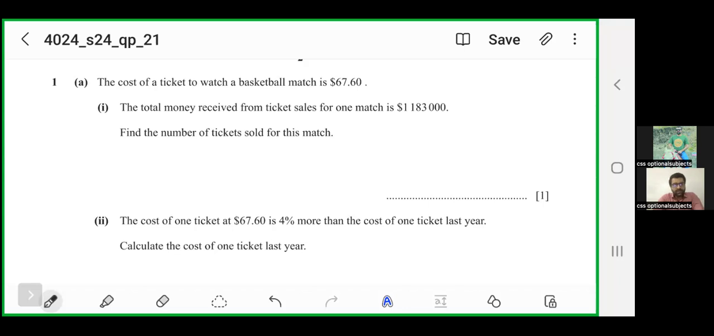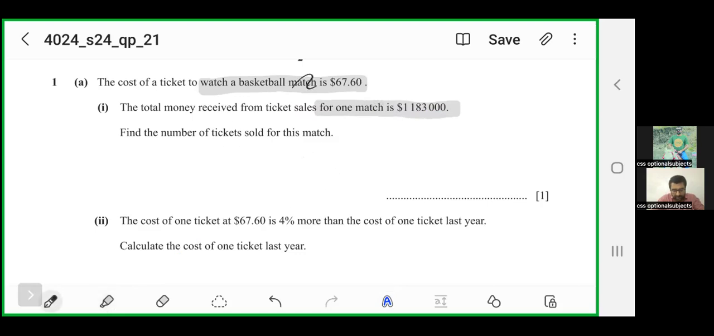This is a question from your May 2024 paper, and the question is that the cost of a ticket to watch a basketball match is $67.60. This is the cost if you buy one ticket for the match. The total money received from ticket sales for one match is $1,183,000. This was the total amount that was received as a result of the sales of the tickets.